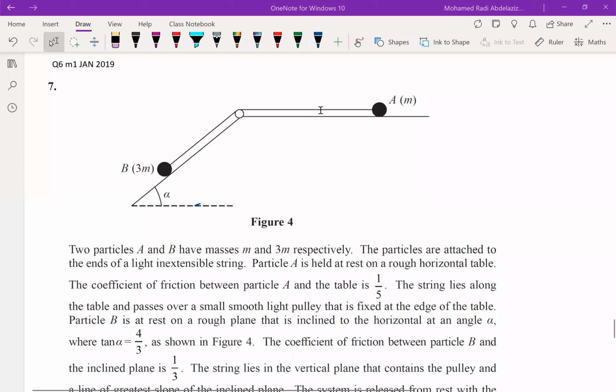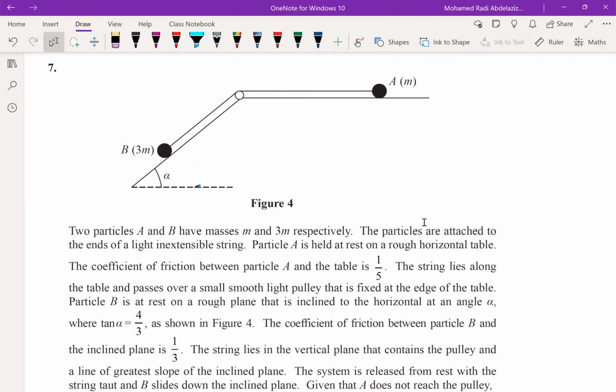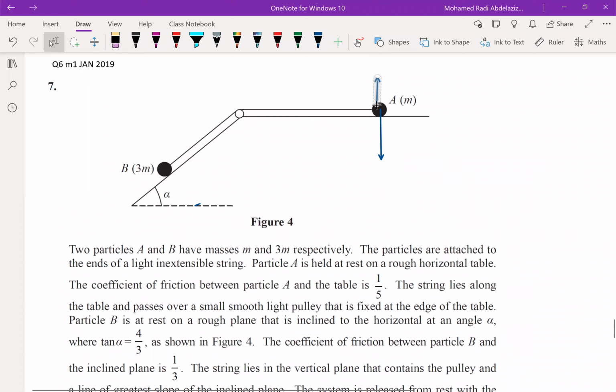Hi guys, in this tutorial I'm going to solve question number 6, Mechanics 1, January 2019, edX syllabus. Two particles A and B have mass m and 3m. If you look at the horizontal one, for particle A, it's better to show the resolving forces: mass and weight acting down and normal reaction acting up. It's a particle, so we deal with it as a point, where the weight acts at the center. So here, weight mg and normal reaction.